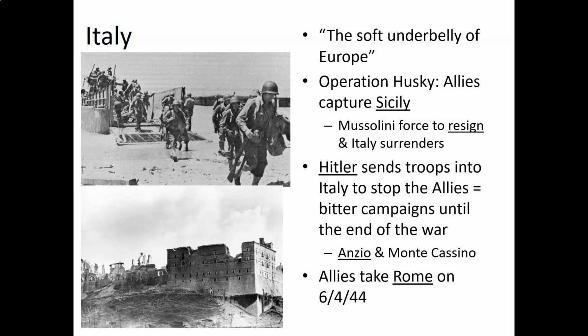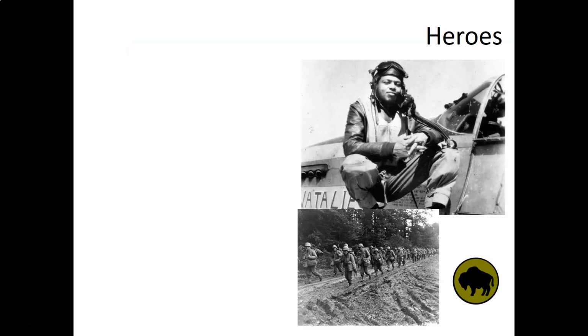This leads to Hitler having to take more troops away from other places in Europe, most notably against the Soviets, and sending troops into Italy. He unleashes a bitter campaign that's going to last until the end of the war. The Allies are going to slowly work their way up the Italian peninsula, whether it's Anzio or Monte Cassino, as you see at the bottom of the screen. But ultimately, the Allies will be victorious in at least taking Rome by June 4th of 1944.